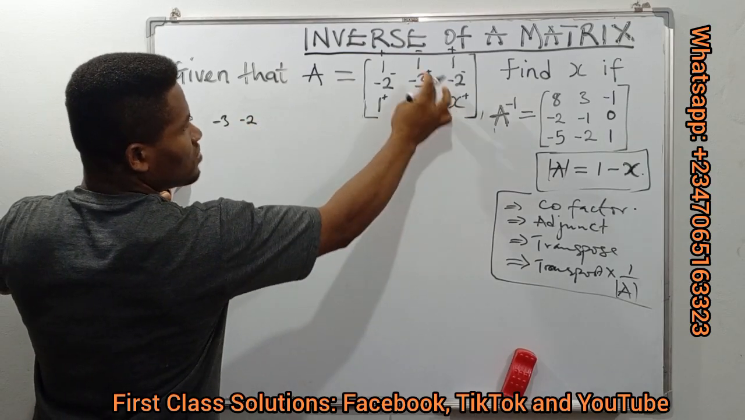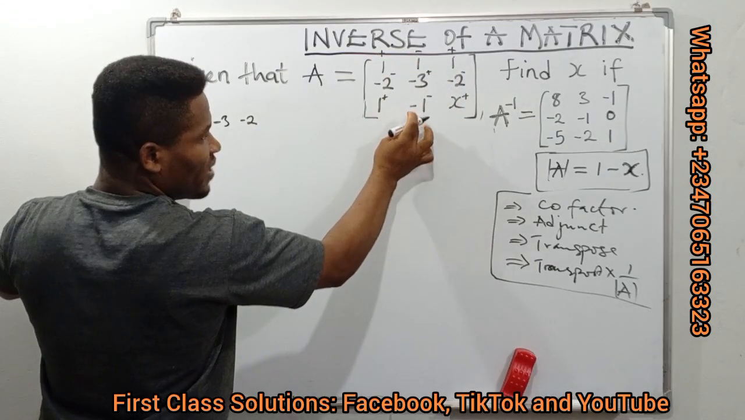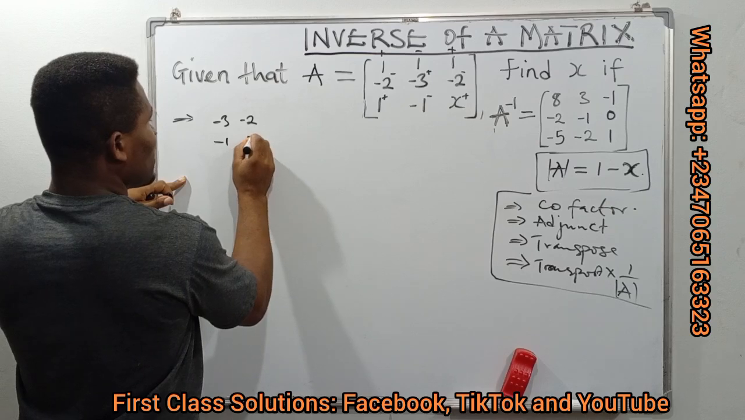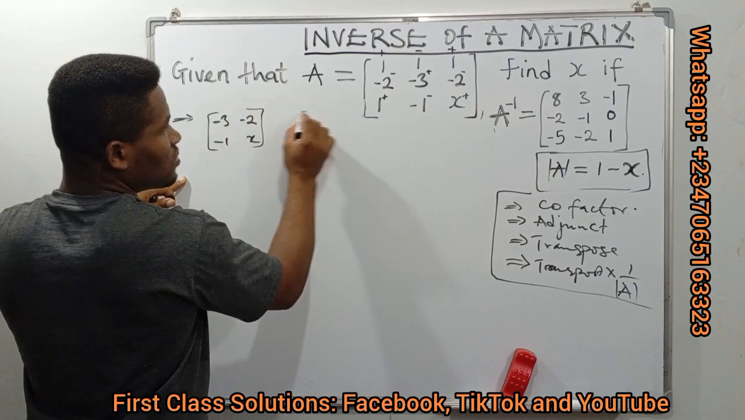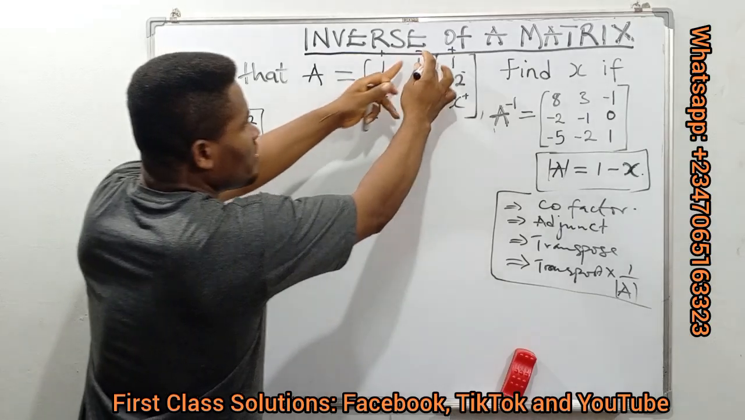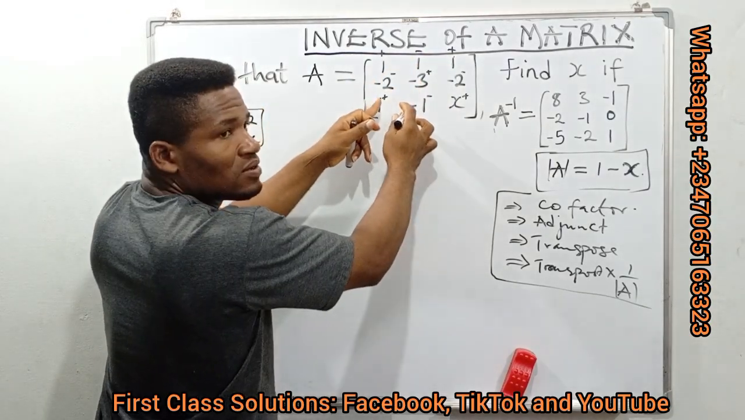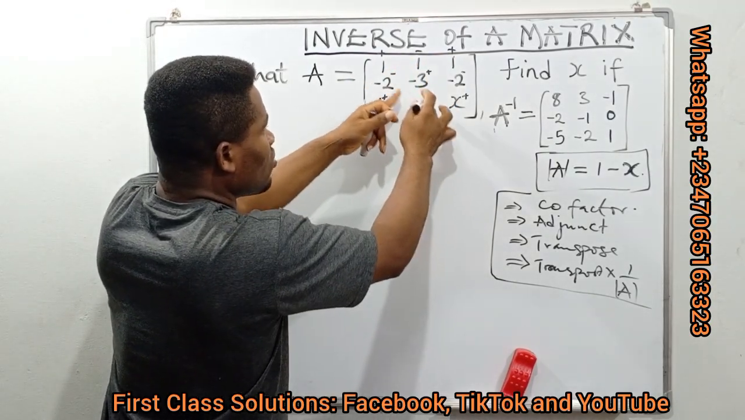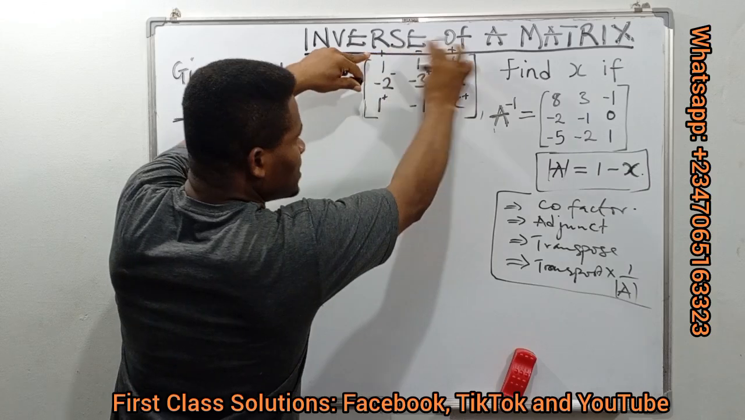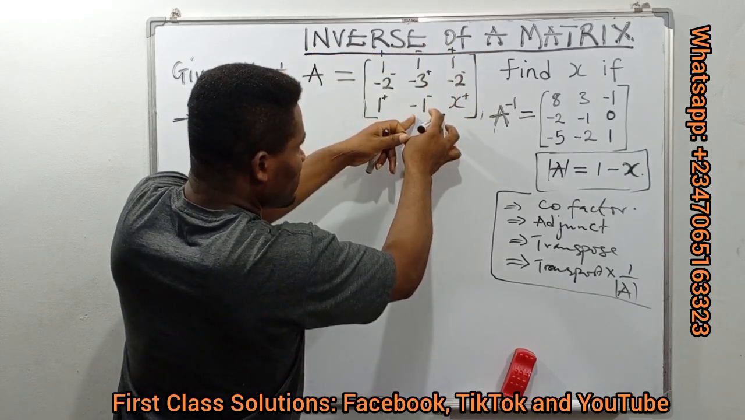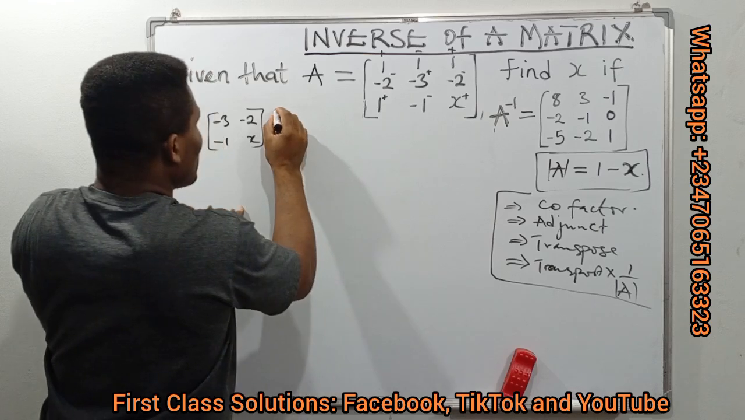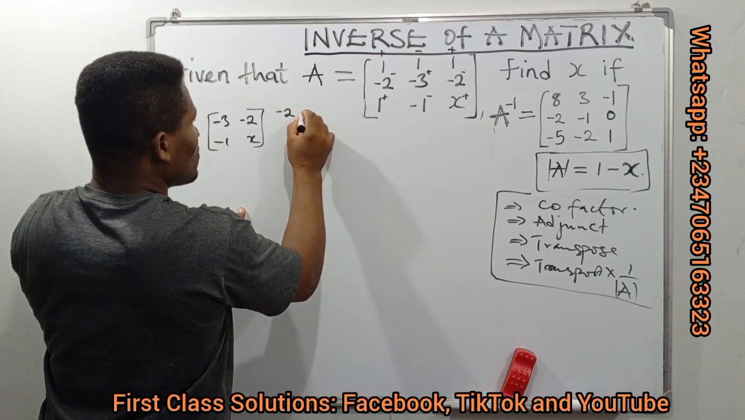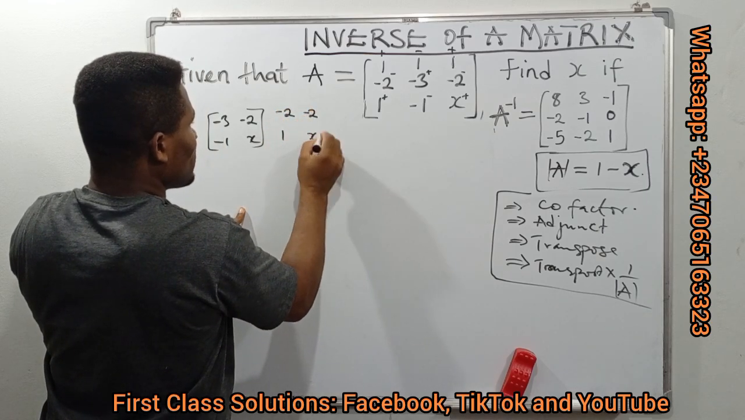Then the next one will be, we've covered here and here. The next one will be -1 and x. -1 and x is one of the cofactors. Then the next one will be, remember you started with the first column, then the next one will be the second column. Still cover the first row. If you cover this first row and this second column next, we have -2, 1 and x.